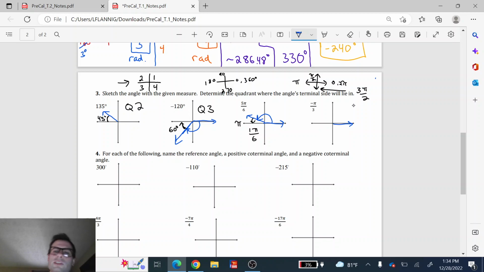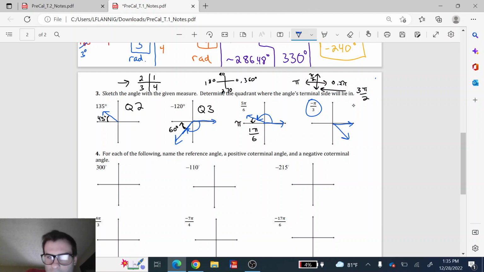It's a negative, so we know we're going to go in the opposite direction from our positive. We're going to go in the clockwise position. So we know this is negative pi over 3, and that's not a full pi over 2, so it's not even going to go to the y-axis. I don't know exactly where it's at, but I know it's somewhere in this location. So that is negative pi over 3.